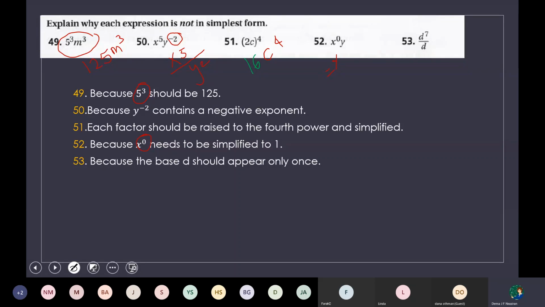The last one, number 53. You have d raised to 7 over d. Is it in the simplest form? No, because I must not see d 2 times. It must be only 1 time. Here, it appears 2 times. So I just simplify it by dividing it. So it will be d to the power 7 minus 1, which will be d raised to 6. Because here we have to divide the powers.